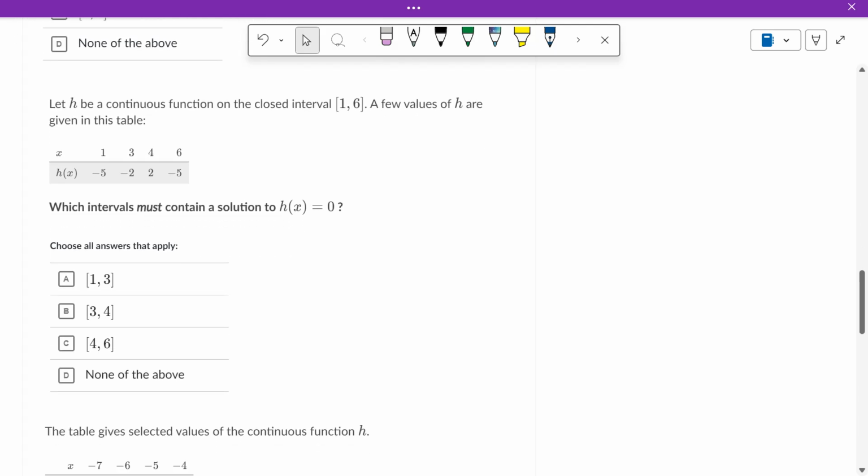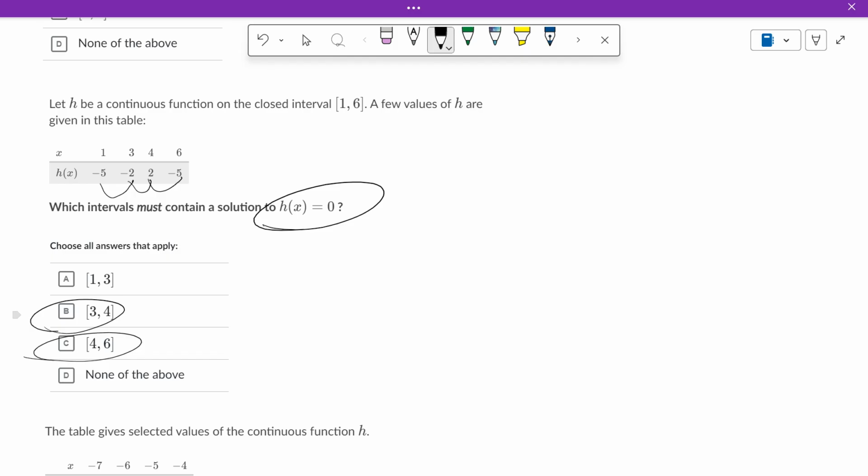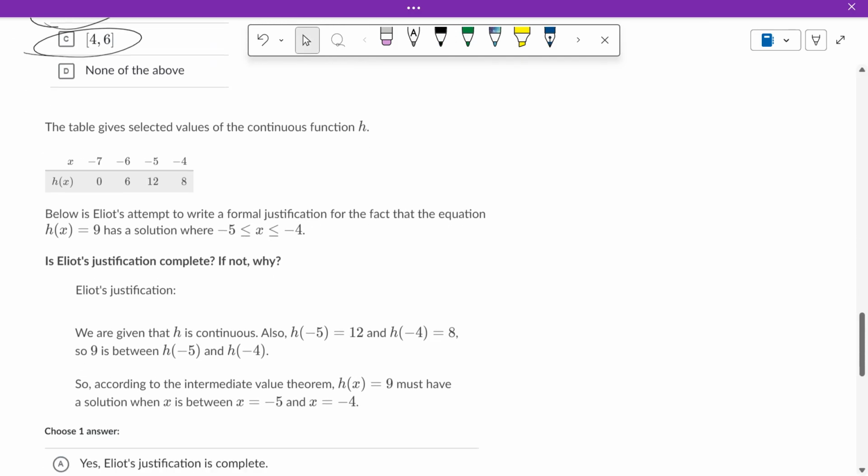Between 1 and 6, how many places have to contain a 0? Does it have to contain a 0 on the first one? No. Second one? Yes. Third one? Yes. So from 3 to 4 and 4 to 6 have to contain a 0, because it crosses the x-axis basically in both those places.